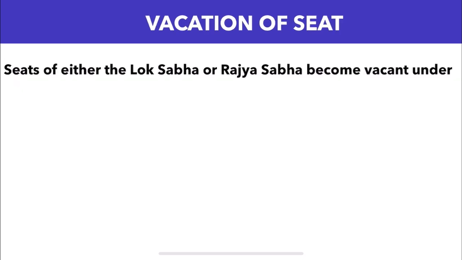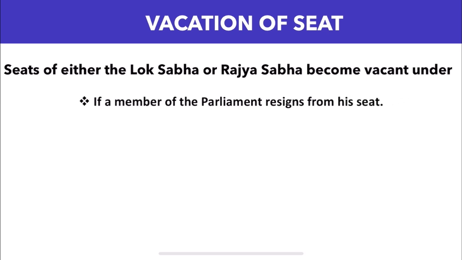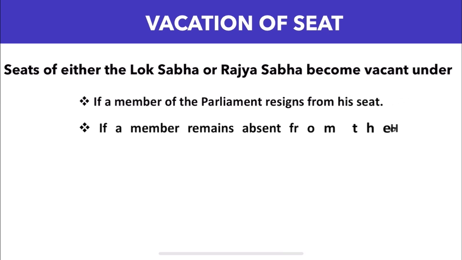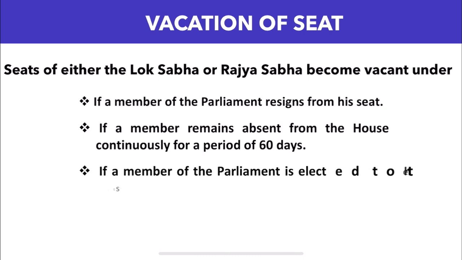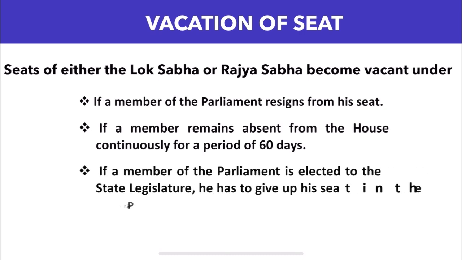Now let's understand when the seat of an MP in the Lok Sabha can fall vacant. These circumstances are: if a member of the parliament resigns from his or her seat, or if a member remains absent from the house continuously for a period of 60 days, or if a member of the parliament is elected to the state legislative assembly. He has to give up his seat in the parliament or vice versa.